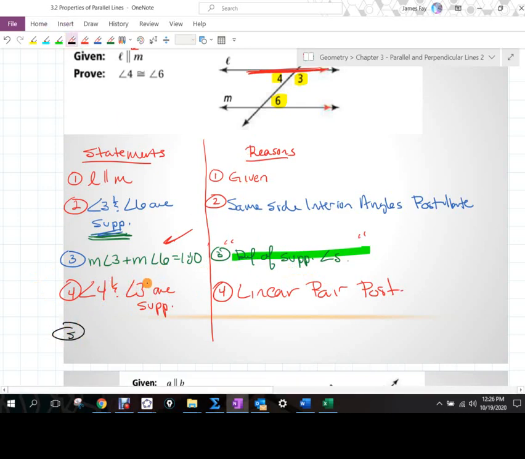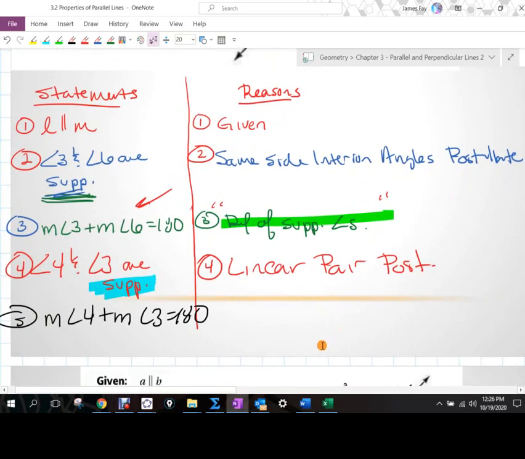So now that I've got 4 and 3 are supplementary in words, let's write down measure of angle 4 plus measure of angle 3 equals 180, right? Now, how did I know that? Well, we introduced a vocabulary word, didn't we? Every time that you introduce a vocab word, you need to write down what that vocab word means to you. So 3 and 4 equal 180, and our reason for that will be definition of supplementary angles.